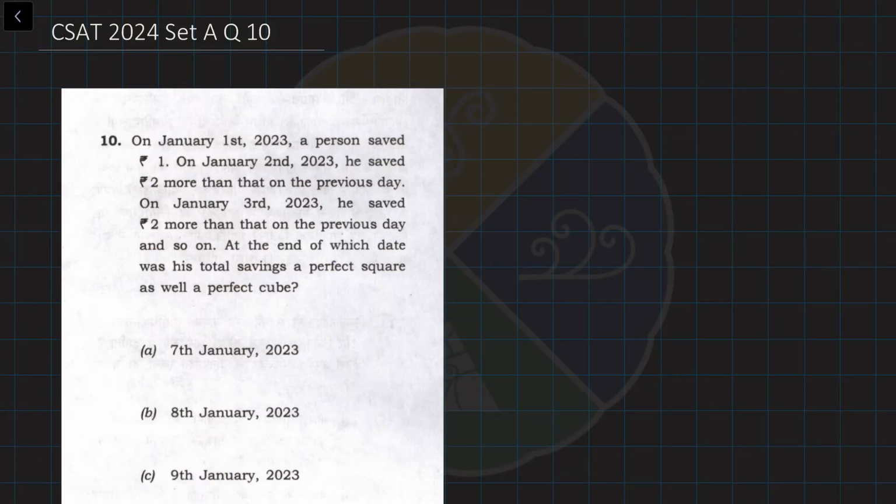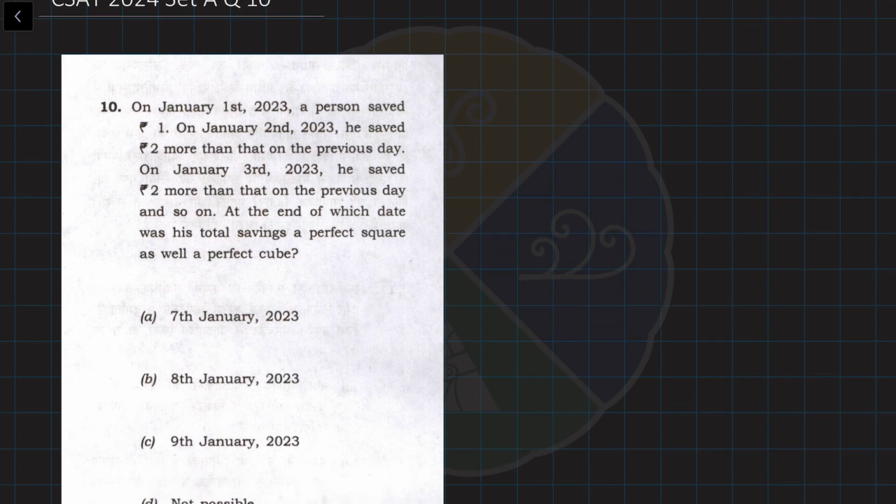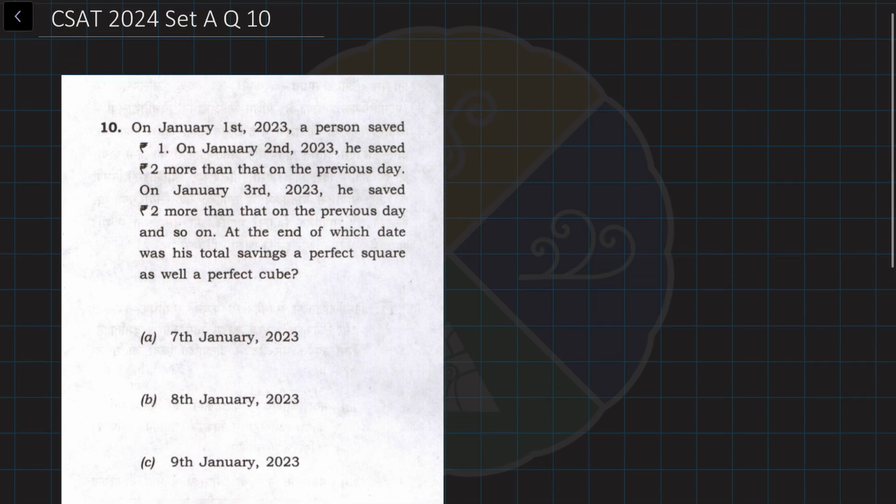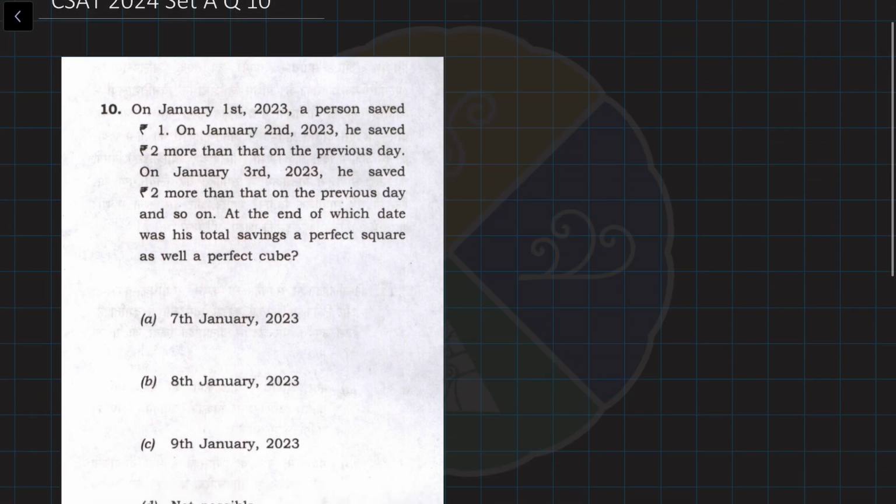Namaskaram. This is again a question from CSAT 2024. Now, if you look at the case, this is question number 10 from set A. On January 1st, the person is saving rupees 1. On January 2nd, he is saving rupees 2. He's not saving rupees 2. He is saving 2 rupees more than the previous day.